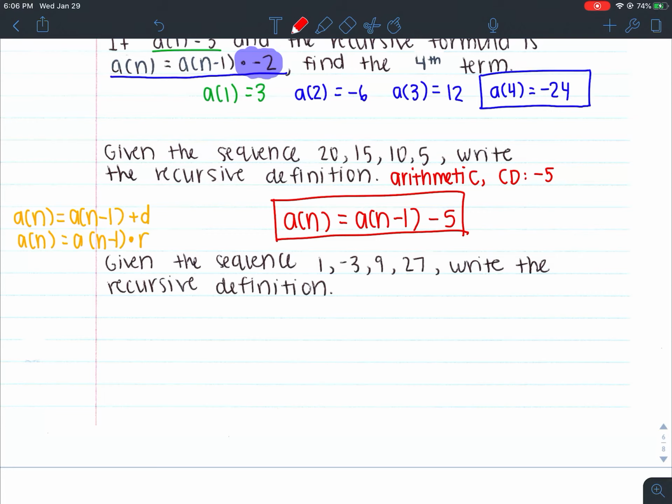The a of n and the a of n minus 1, again, is the same in every recursive definition. Okay, that's just the name of it, is recursive. Recursive basically means you're using the last term to help you. So recursive doesn't have a super special meaning to it. It's basically just what's happening here, is you're taking the previous and you're doing something to it.